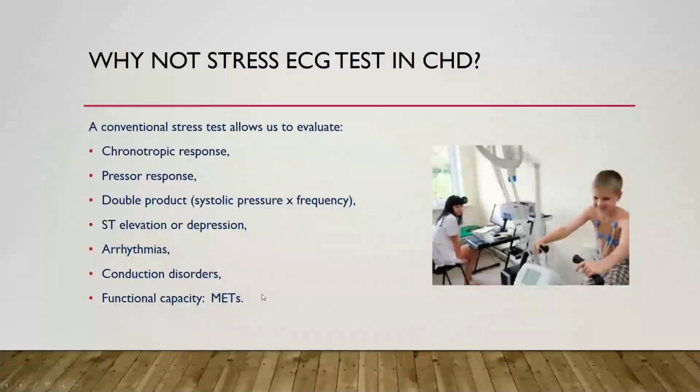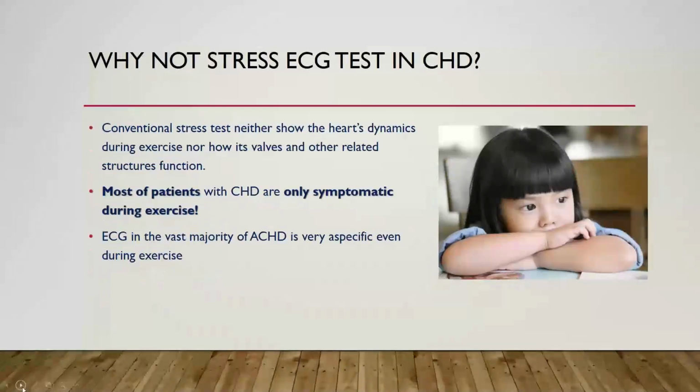Stress ECG could not be of great help. When using a conventional stress test, we will have information about chronotropic response, pressure response, double product, ST changes on ECG, but we know that the ECG in these patients is very often abnormal from the get-go: arrhythmias, conduction disorders, and functional capacity. However, a conventional stress test will not show the heart dynamics during exercise, nor how the valves and the other related structures will function during exercise.